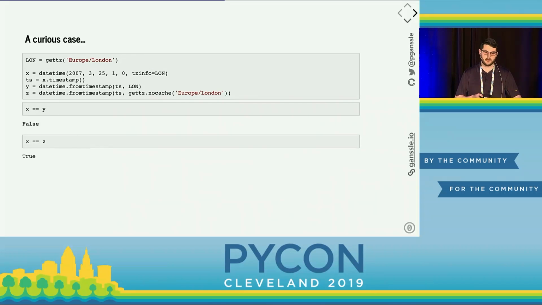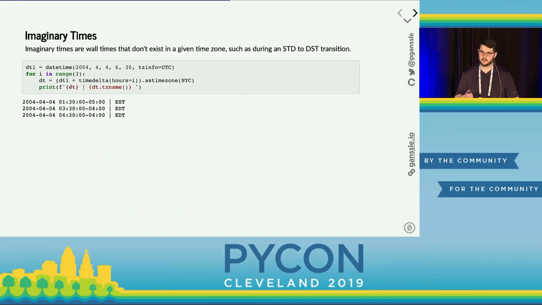But now x and z, those do equal each other, so that's good, but surprising that it's different. But at least that just means y is this weirdo, but oh wait, y and z... so now we have this weird non-transitive relationship. And to explain why this is, I have to explain imaginary times.